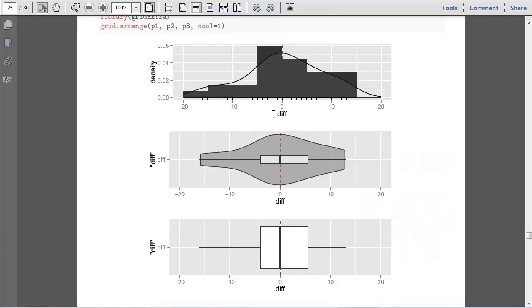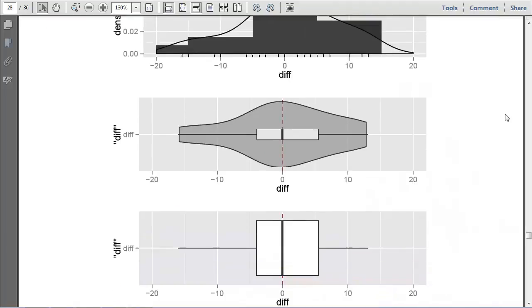There's 3 plots of the same information. The top one is a histogram with the density curve on top. The middle one is a violin plot with a box plot in the center. The bottom one is just a box plot by itself. And they're all, the median actually here is equal to 0. So we're going to have insufficient evidence to reject the null. The data are pretty much consistent with the null hypothesis here.